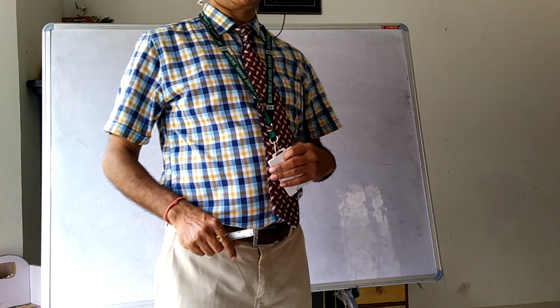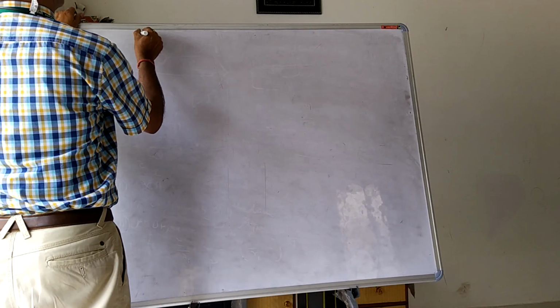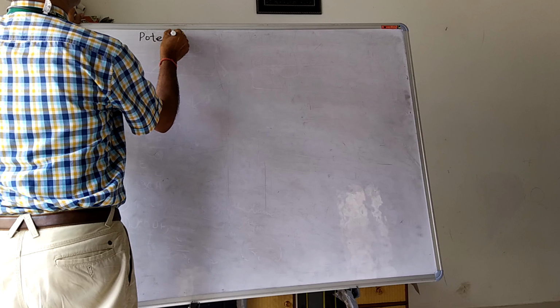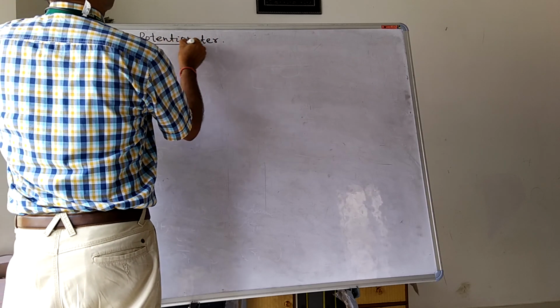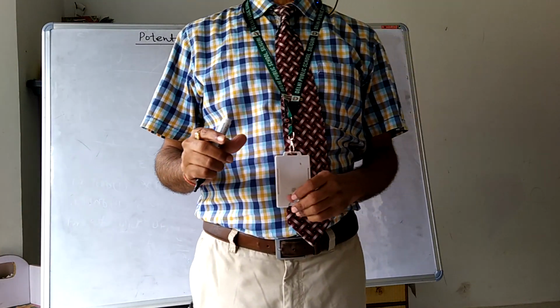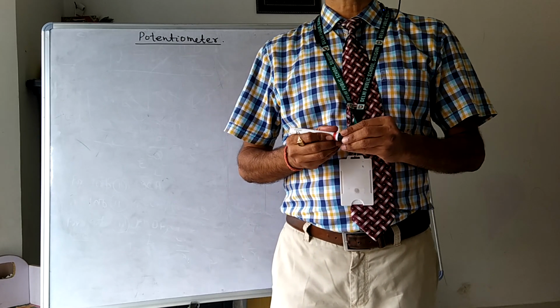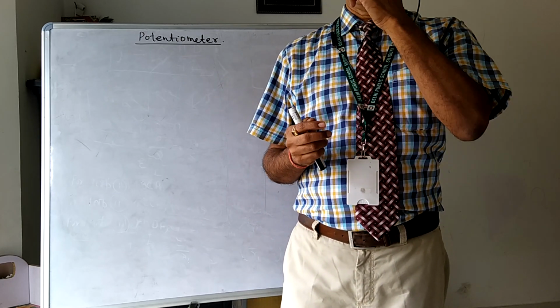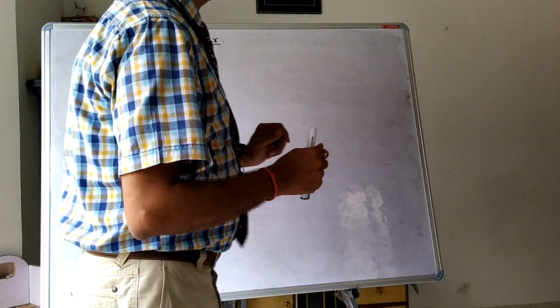Now we will discuss the potentiometer. There is an instrument known as the potentiometer. It is an instrument to measure the EMF and to compare the EMF of two cells, and it also helps us to determine the internal resistance of the cell.